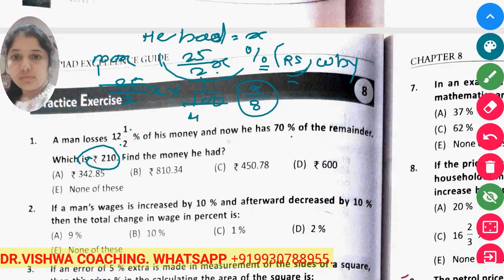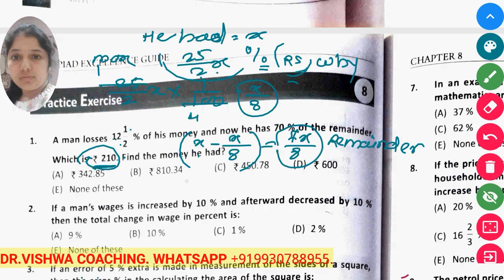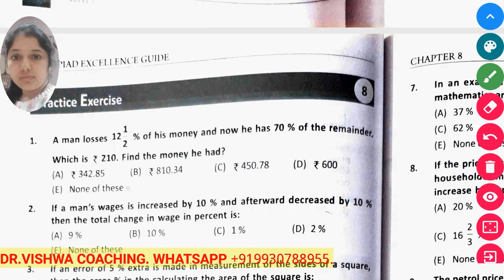Okay, x upon 8. Now previously how much he had? X money he had and he lost x upon 8. So x minus x upon 8 gives us the remainder. Now remainder is 8x minus x, that is 7x upon 8. This is the remainder. Now 70% of the remainder is 210, means 70 upon 100 into 7x upon 8 is equal to 210. Now we move to solve it further.